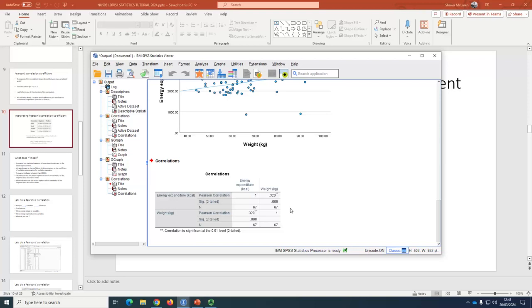Yeah? Sorry. P value is 0.00. Yeah, so it's smaller than 0.005. I'm even getting tongue-tied with the numbers.